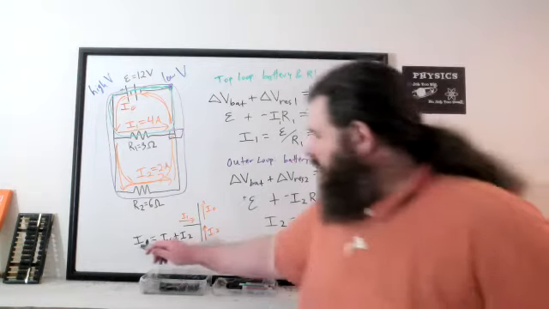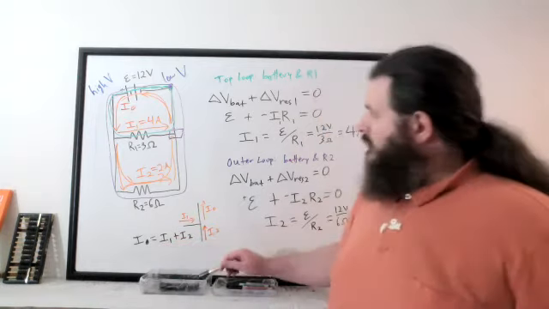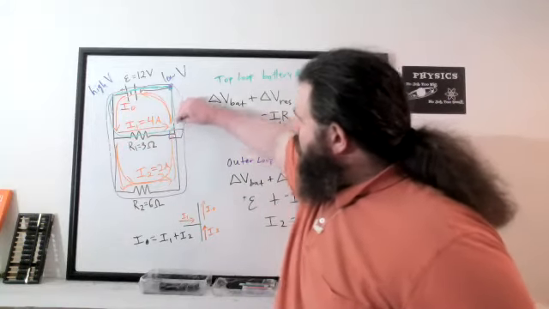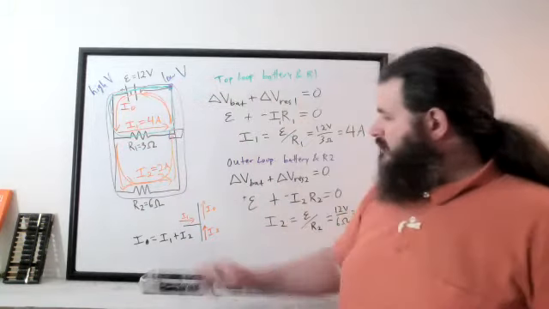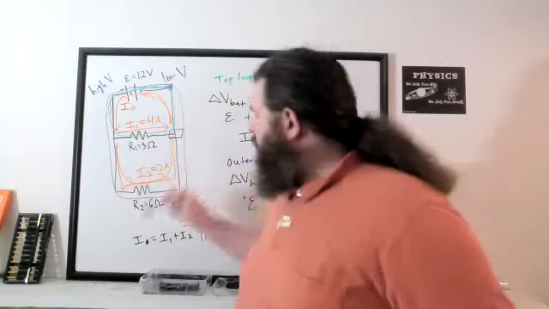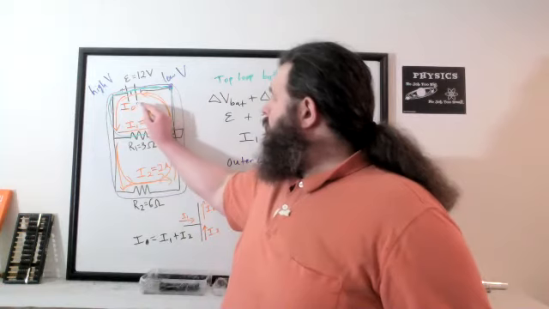Yeah, we can find I0. Thanks to the junction law, the idea that the total current flowing into this point has to match the total current flowing out, we can just add I1 plus I2 together and get I0. So 4 amps plus 2 amps is going to be 6 amps.